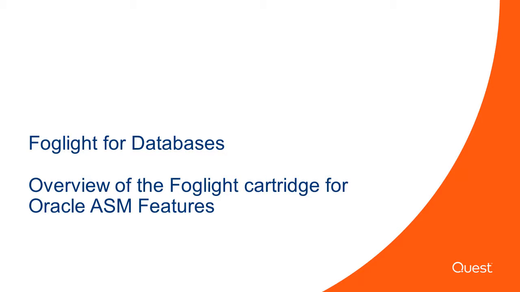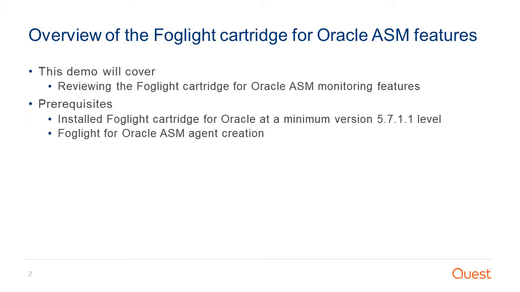This video will present an overview of the Foglight cartridge for Oracle ASM features. Oracle ASM is a volume manager and file system for Oracle database files that supports a single instance Oracle database and also Oracle Real Application Cluster configurations. Foglight for Oracle allows monitoring of those ASM instances.